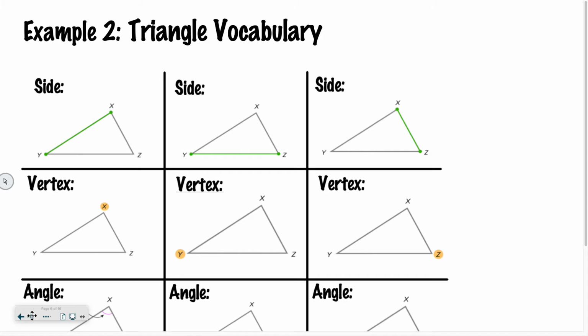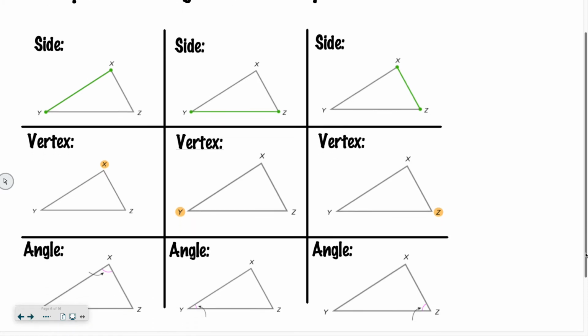Let's move on to some quick vocab on naming some parts of triangles. So if I look at this very top row here, you can see it says side, side, side. Okay, so let's practice naming sides of triangles. If I look at this first one right here, I see that the side that's highlighted green contains the letters X and Y. So the way I would name this side of the triangle, I would say X, Y, and then I put a line over it to tell me that it's a line segment.